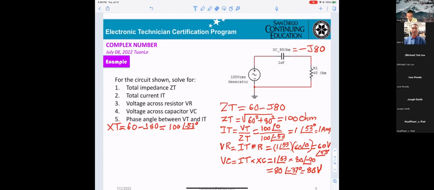Someone is asking how come using the calculator you get 53 degrees. Make sure the calculator is in degree mode and not in radian mode. If it's in radian mode, it's not going to give you the degrees.